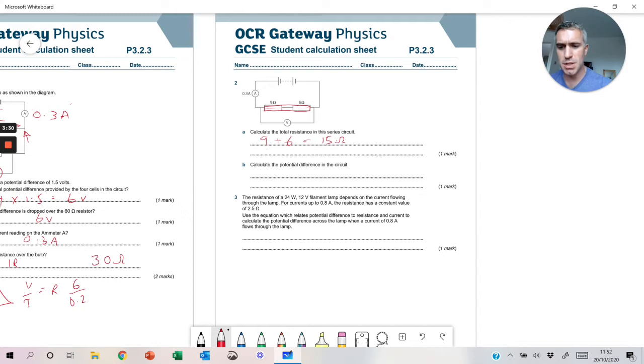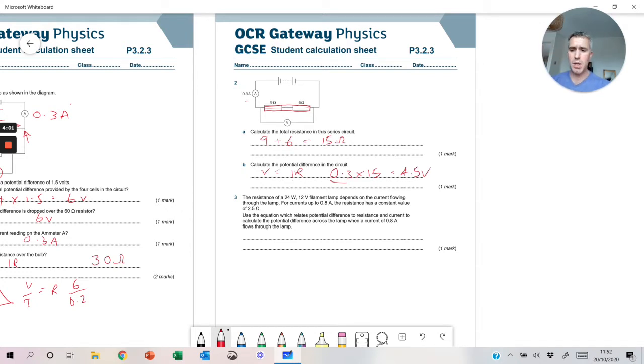Calculate the potential difference in the circuit. It's the same equation as before, V equals IR, but this time we know I and we know R, so 0.3 times 15. 0.3 is the current, I, because it tells us there, and R is the resistance, so 0.3 times 15 is 4.5. What are we after? Potential difference, so it's volts.